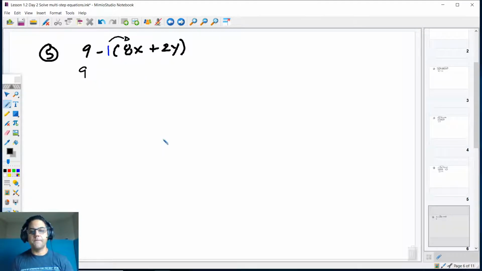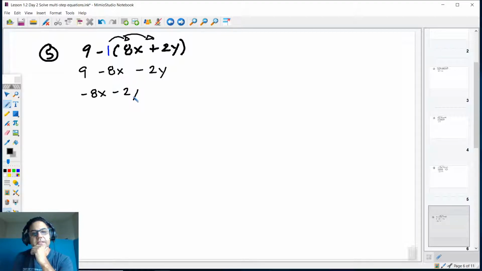distribute the negative 1. Negative 1 times 8x is negative 8x. Negative 1 times positive 2y gives me negative 2y. Now, if you notice here, there's nothing that I can really combine. There are no like terms for the x's, the y's, or even the basic integer. So my preferred answer would be written like this. The x part, then the y part, then the integer part. A constant, if you will, because there's no variable there. So again, the letters are in alphabetical order, and then the integer all by itself just goes at the end.